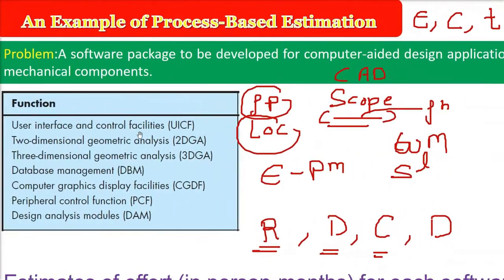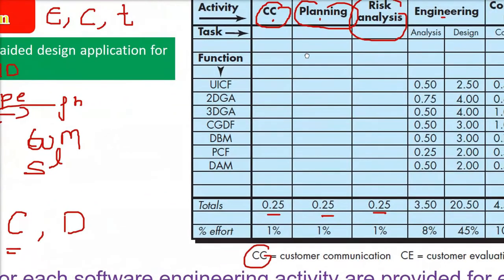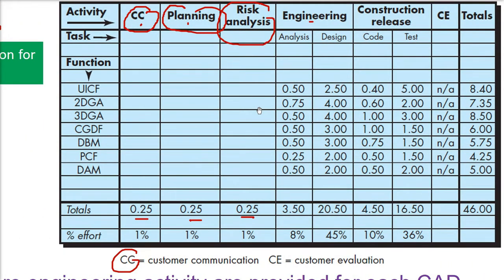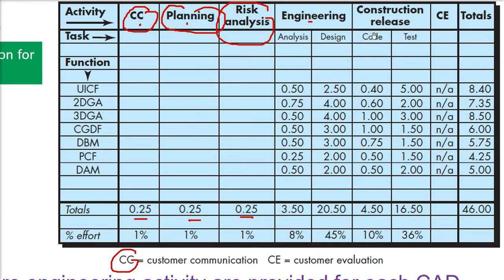So now these functions, as I said, we have already found out. Now how much effort you are going to put for each function. For example, the first one, the analysis part, requirement analysis part, 0.50. Then the design part, 2.50. Similarly for construction release, these are the values being given, depending upon the effort you are going to put.